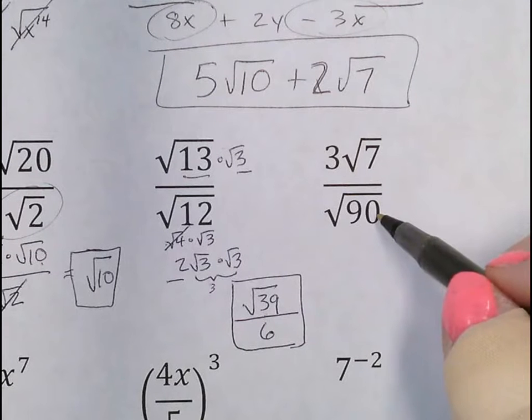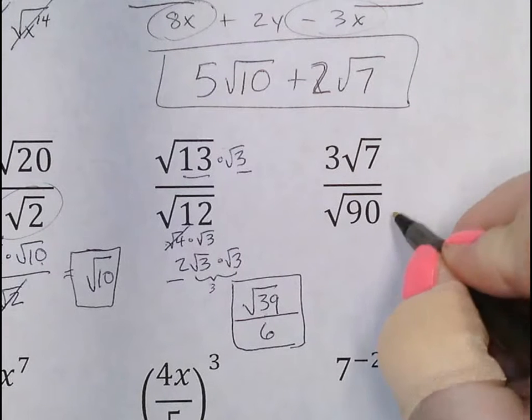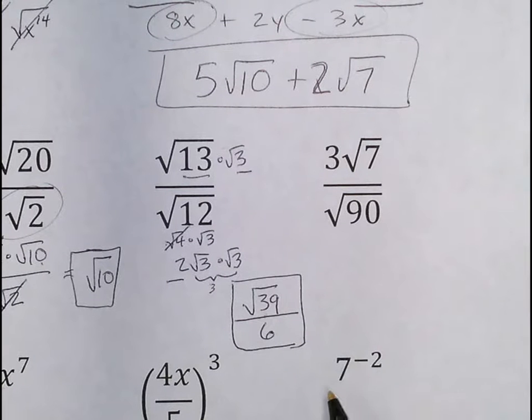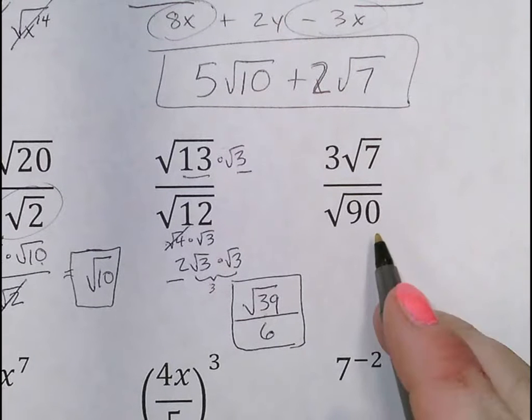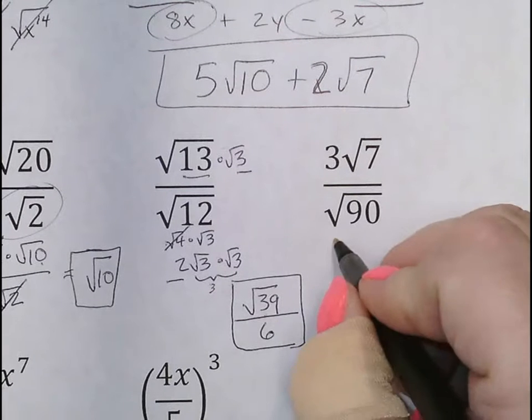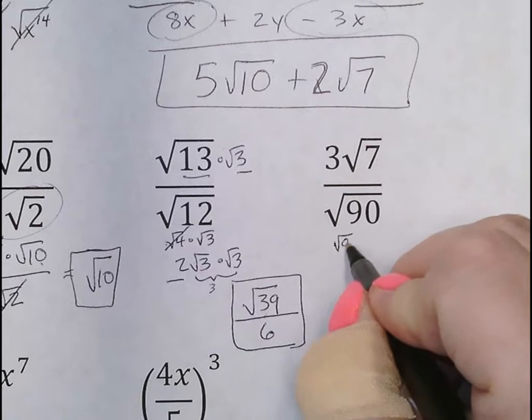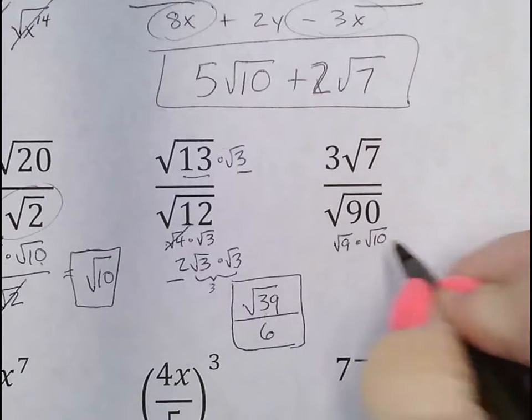All right, same thing on this one. We could just do the square root of 90, but that's going to give us some really big numbers. This will be easier to work if we break it down first as the square root of 9 times the square root of 10.